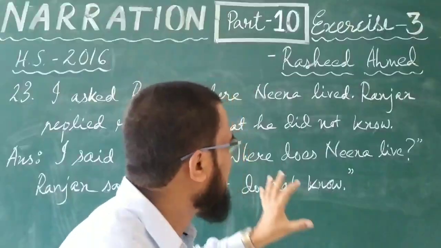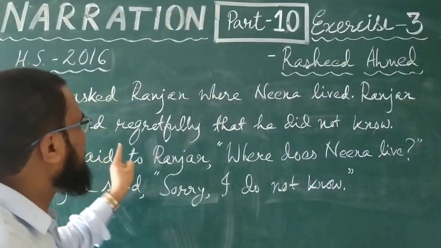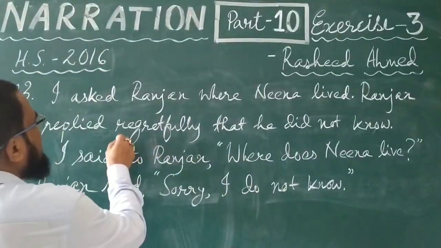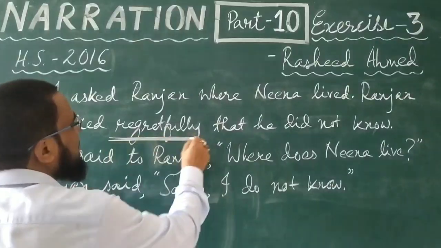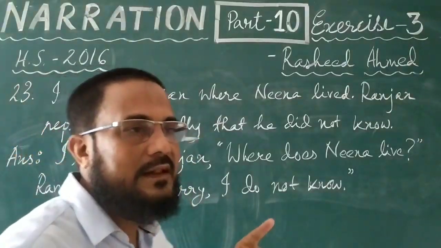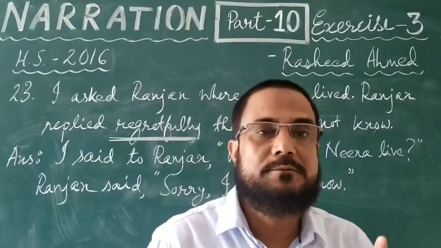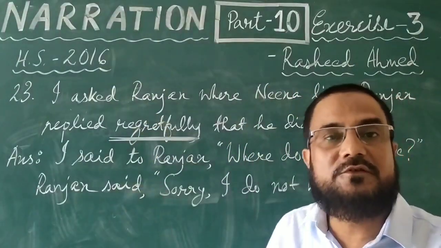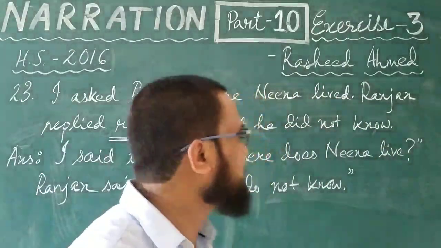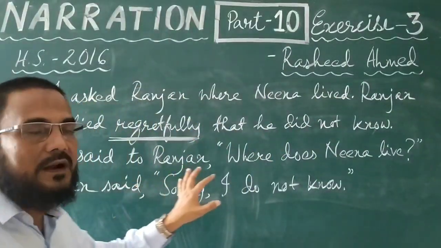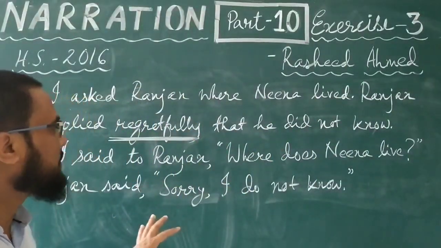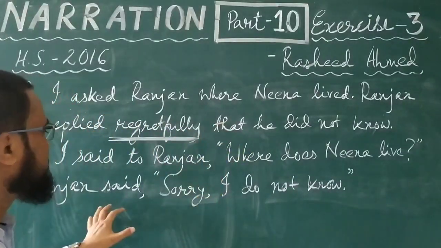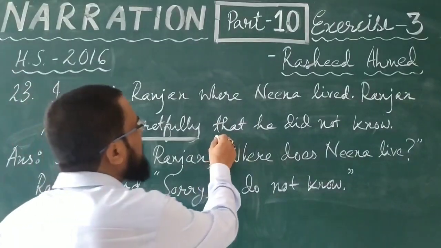You all know. Coming to the second part, Ranjan replied regretfully. This is important. We earlier got it. When do we use regretfully in the indirect narration? When in the direct narration we have the word sorry. So this regretfully in the indirect narration will be replaced by the word sorry in direct narration. This means in direct narration we will no more write the word regretfully. In its place we will write sorry. Ranjan replied regretfully that he did not know. Ranjan said sorry that he did not know.